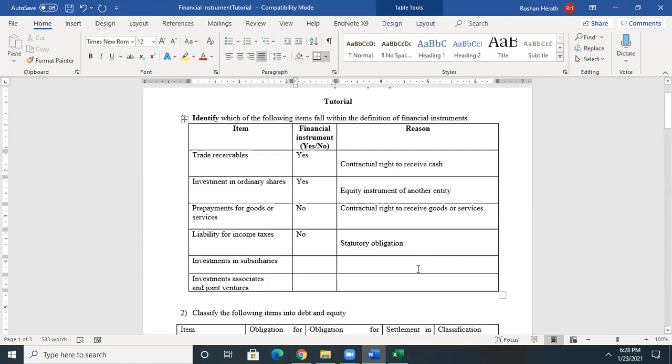Investment in subsidiaries here. Investment in subsidiaries, yes. What is that? Very correct. So you can see that when it comes to investment in subsidiaries, basically an entity becomes a subsidiary. So when you invest in the majority of the shares, you get control. Consequently, the entity over which you get control becomes a subsidiary. So here, in essence, the equity instrument of another entity is involved. So it appears to be a financial instrument, right? In fact, it does, because it's an equity instrument of another entity.